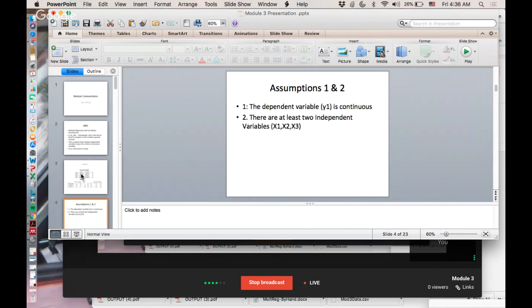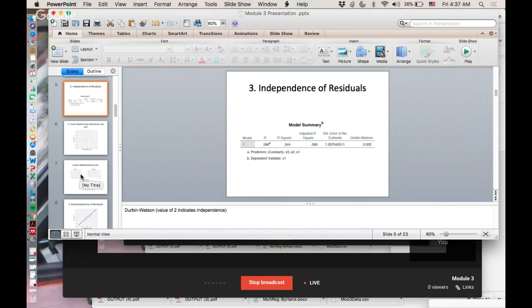So these are some assumptions for the MRC. These are pretty self-explanatory. The third one is independence of results. So for my diagnostics, it gave me the Durbin-Watson, and it said that a value of 2 indicates that the residuals are independent. So it's very close to 2 there. So I assume that assumption is not violated.